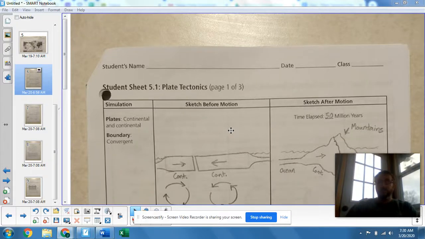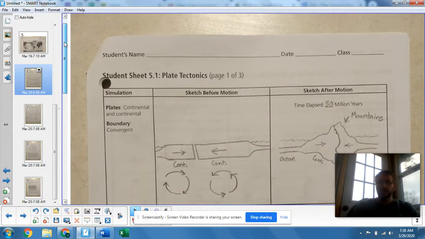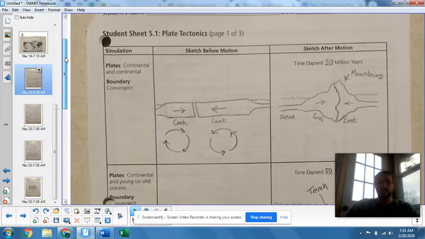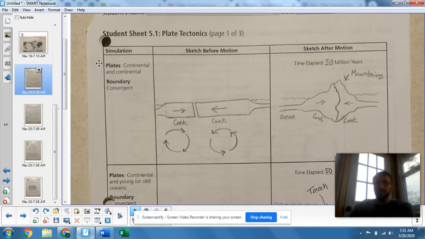Okay, so we were working on pages 9 through 13 on Thursday. 9 and 10 were pretty much doing the same things. The only thing that was different was what type of boundary we had. So here we have two continental crust pieces. A couple things to notice: this is a convergent boundary, so they're obviously crashing into each other.